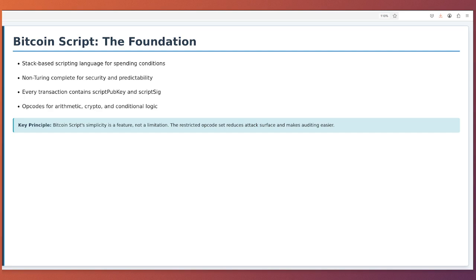Bitcoin Script operates using a stack data structure, which is a last-in first-out collection of elements. Operations called opcodes manipulate data on this stack. The language includes opcodes for arithmetic operations, cryptographic functions like hashing and signature verification, conditional logic, and stack manipulation. Importantly, Bitcoin Script is non-Turing complete, meaning it cannot contain loops and will always terminate. This prevents infinite loops and makes resource consumption predictable. The language also lacks the ability to maintain state between transactions, which is fundamentally different from account-based smart contract platforms.